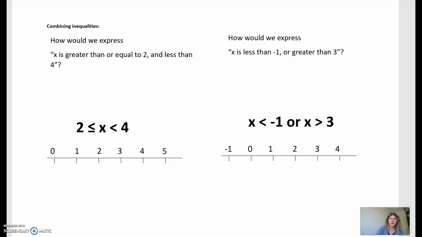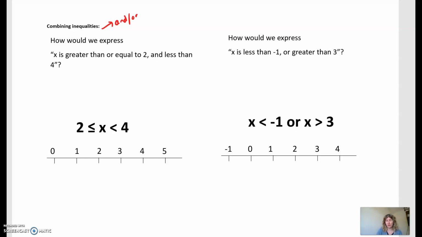And the important thing with this is looking at where we have "and" or "or". Okay, because they mean very different things in maths and in English as well. But in maths, sometimes it's harder to pick out, I think. So we've got two different expressions here. We've got x is greater than or equal to 2 and less than 4. And we've got x is less than -1 or greater than 3. And I'm going to show you how you would write both of these.